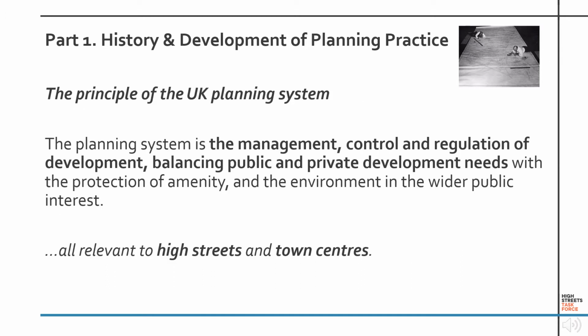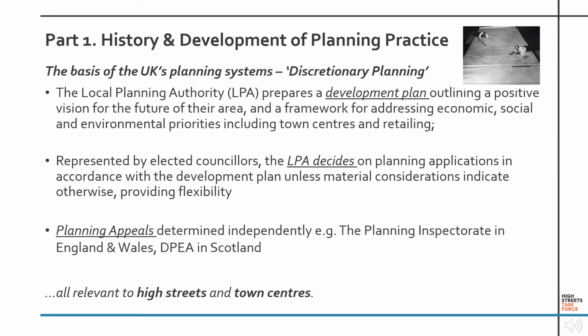The principle of the UK planning system is that it is the management, control and regulation of development, balancing public and private development needs with the protection of amenity and the environment in the wider public interest. The basis of the UK's planning systems in England and the devolved nations of Wales, Scotland and Northern Ireland is discretionary planning.